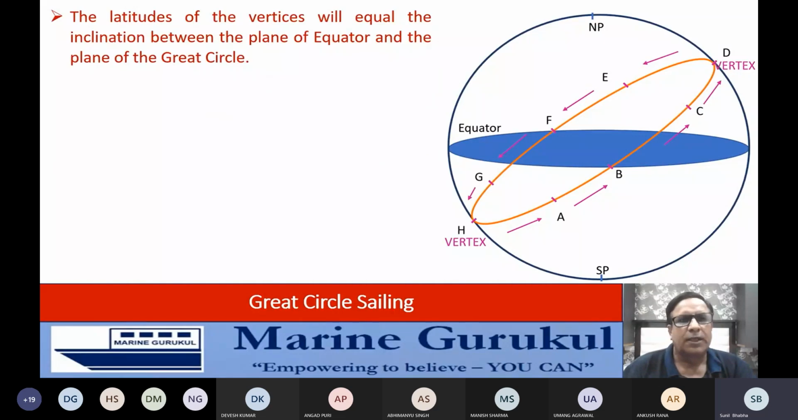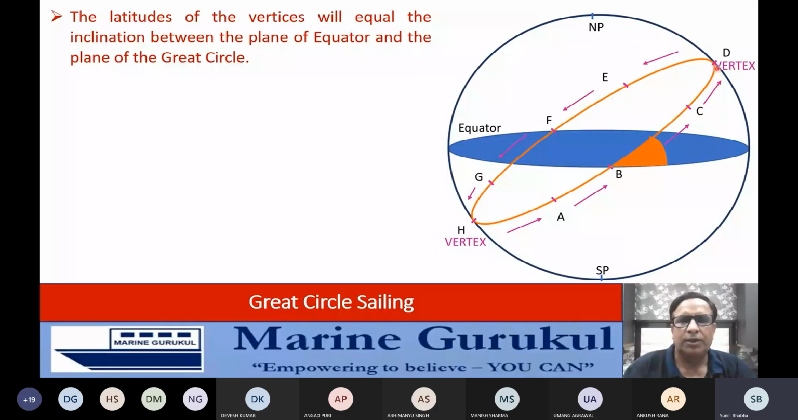The latitude of the vertices will be equal to the inclination between the plane of equator and the plane of the Great Circle, or the angle at which a Great Circle cuts the equator represents the latitude of the vertex. So first, let us identify the angle between the planes of the equator and the Great Circle. This is the angle in our case, which is the angle of inclination between the plane of this great circle and the plane of equator.